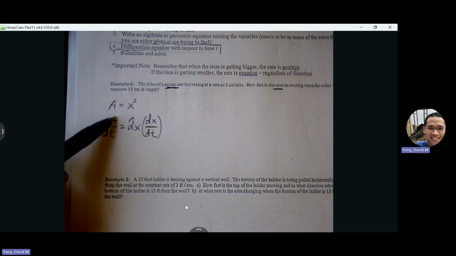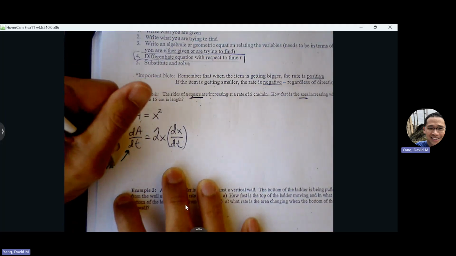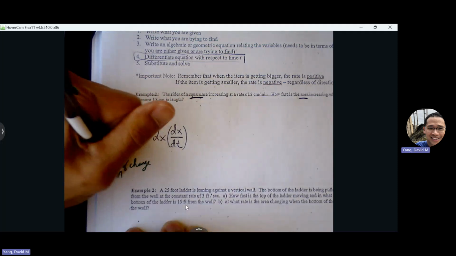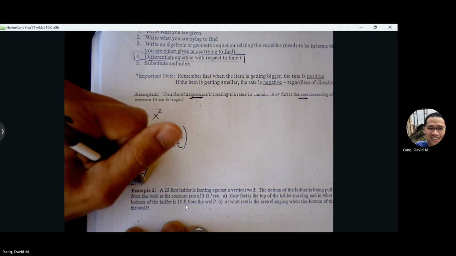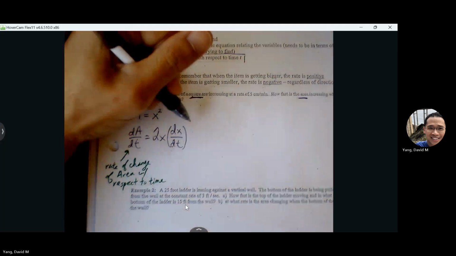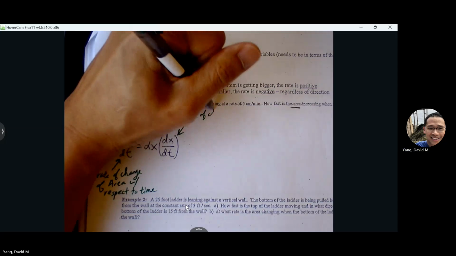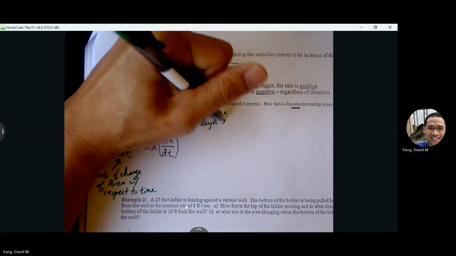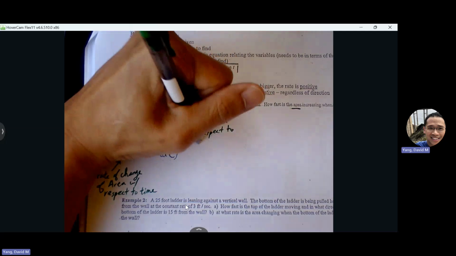Now, what does dA dt represent? dA dt represents the rate of change of area with respect to time. So let me just write that out so we can say it. So this is the rate of change of area with respect to time. And then dx over dt represents the rate of change of length x with respect to time, or in relation to time.